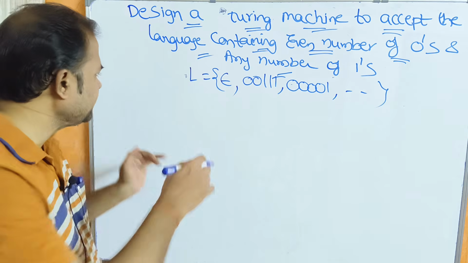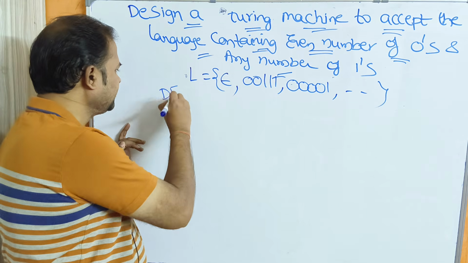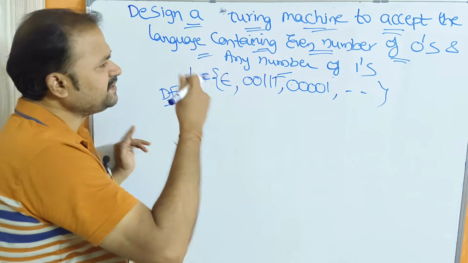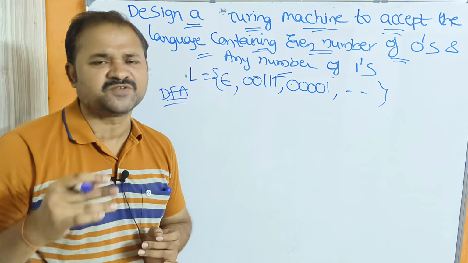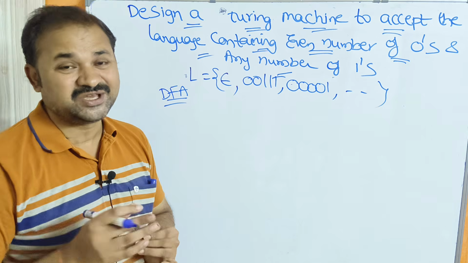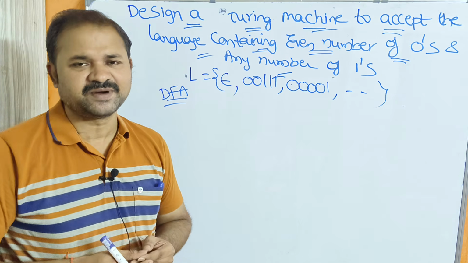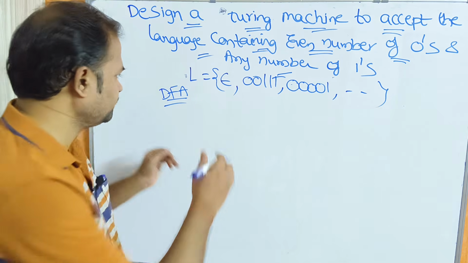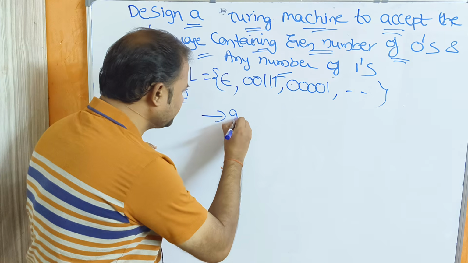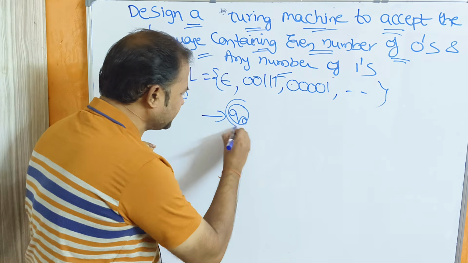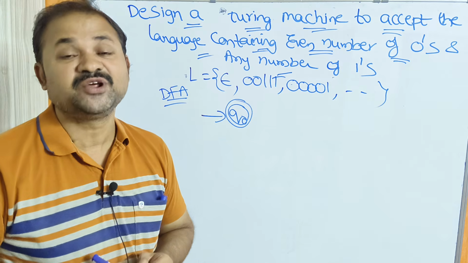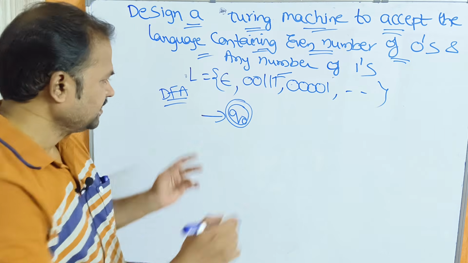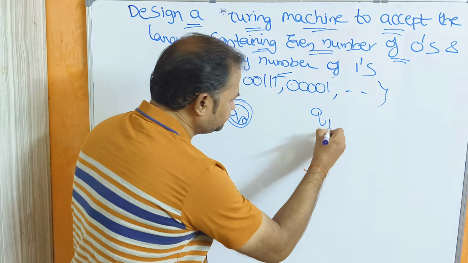First let us construct the DFA for this problem. So even number of zeros means the initial state will also become the final state. Why? Because zero number of zeros is nothing but an even number. So Q0 is both the initial state as well as the final state, because it has to accept zero number of zeros also. Next, we need to have one more state.